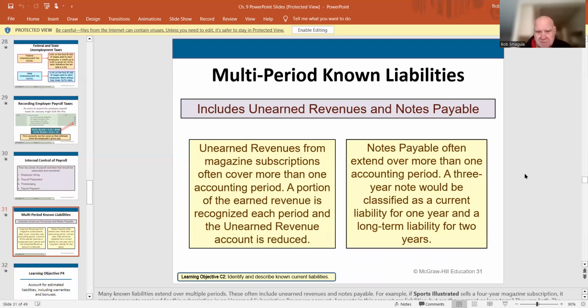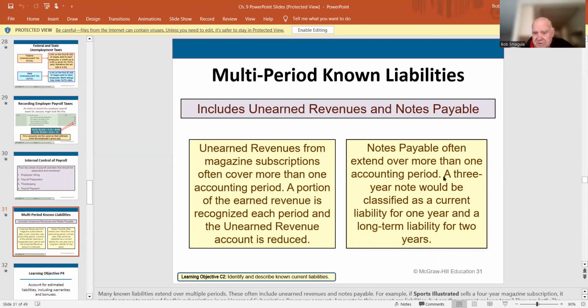Multi-period known liabilities includes unearned revenue and notes payable. Unearned revenue is a good example. Magazine subscriptions, a portion of the earned revenue is recognized each period as you reduce the unearned revenue. We've been over that quite a lot.